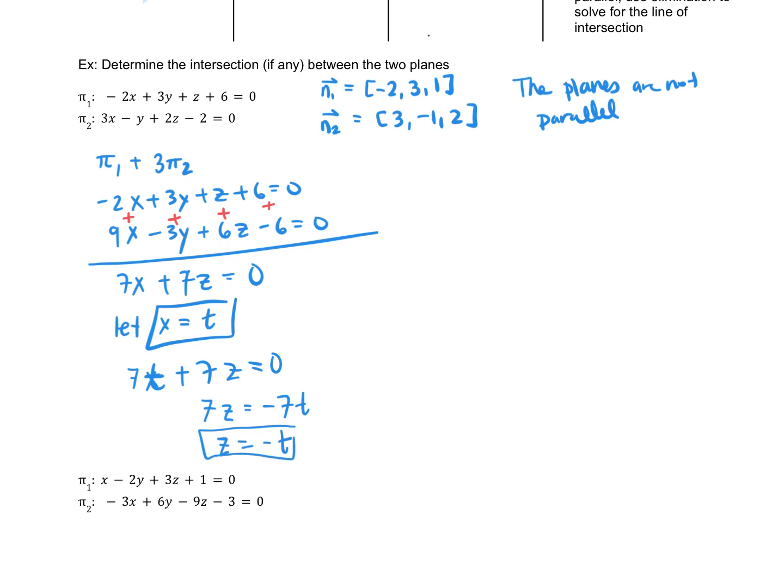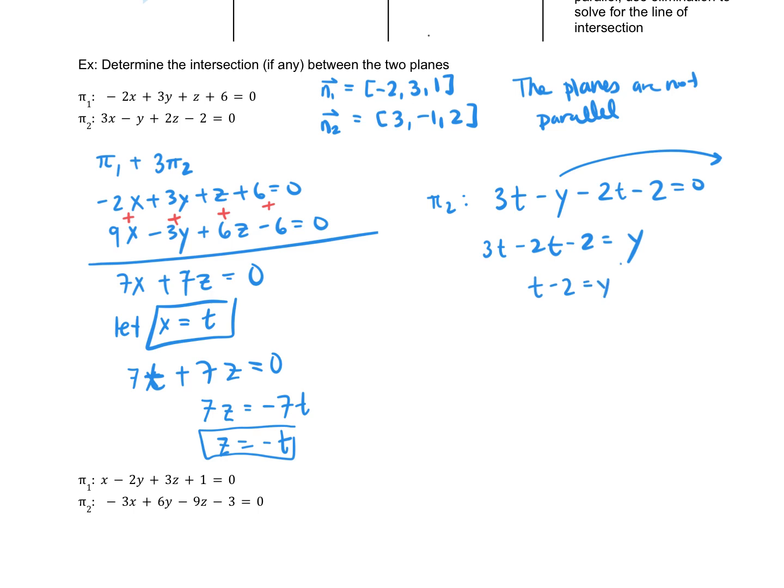And now I'll sub both of these into either the plane 1 or plane 2 equation. I'm going to go into the second plane equation. So I'll have 3, but instead of x, I put t, minus y, and then plus 2z, but z is -t. So I'm just going to write minus 2t, minus 2 equals 0. I'm going to bring the y over to the right. And that way the coefficient is positive right away. And now I'm just going to collect my like terms. So t minus 2 equals y. And there's my final parametric equation.